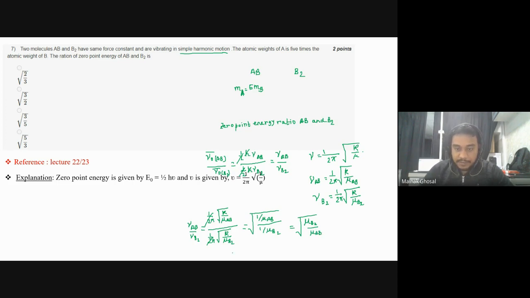So what is my final expression? nu 0 bar AB by nu 0 bar B2 will be mu B2 by mu AB, whole to the power half, right? So the next job is to find mu AB and mu B2. For this, I'm taking a new slide.